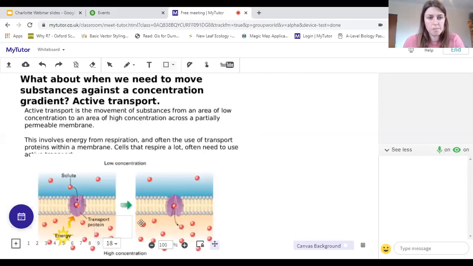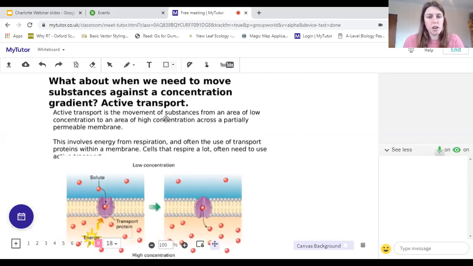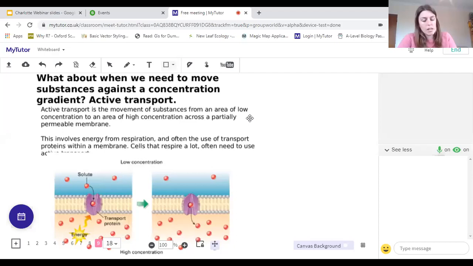Okay, so let's move on to our last type of transport. So far we've talked about diffusion and osmosis. They're passive processes. They're all about concentration gradients. They kind of go with the flow. But what happens when we need to move things fast and we need to move them against a concentration gradient? Then our cells have a process called active transport. And it's called active because it costs energy.